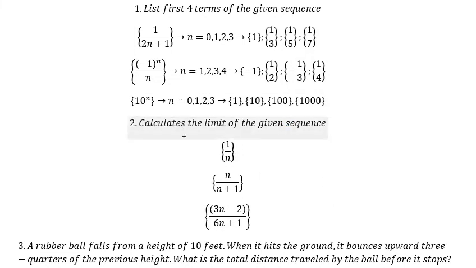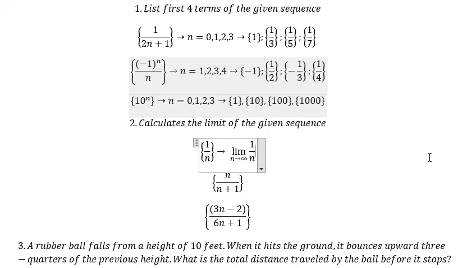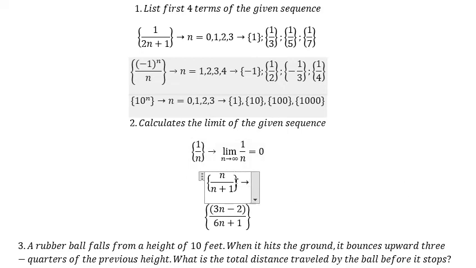Question number 2, calculate the limit of the given sequence. For the first one, I will take the limit when n approaches positive infinity. We know that 1 divided by positive infinity gives 0. So at the end, it goes to 0. We do the same technique.